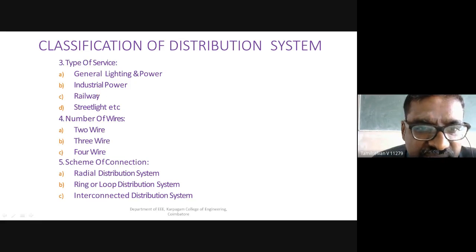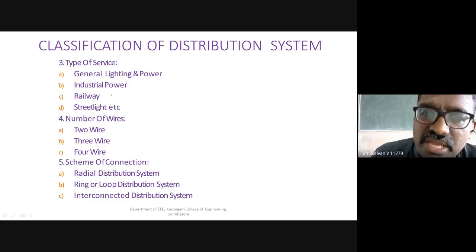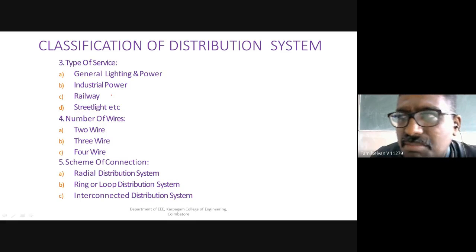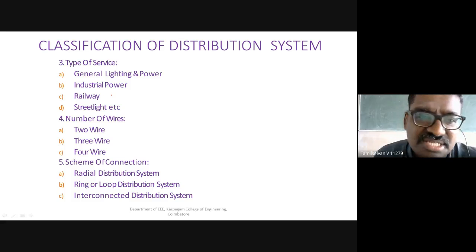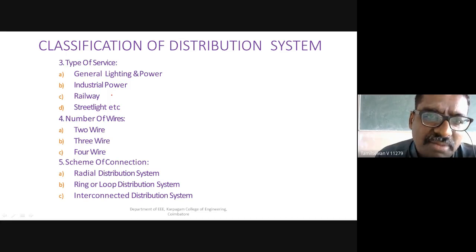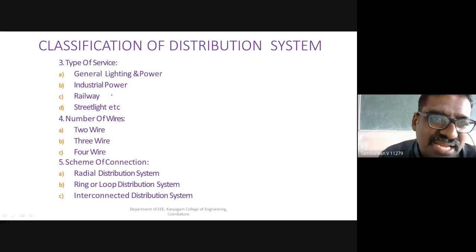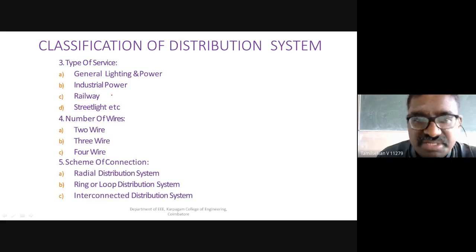Next, industrial power distribution depends upon the type of industry. Small scale, medium scale or larger industries will each have their own scheme of distribution. So the distribution system is classified based on the type of service as general lighting and power, industrial power distribution, railway power distribution, and street light power distribution. Like that, we can categorize based on the type of service.